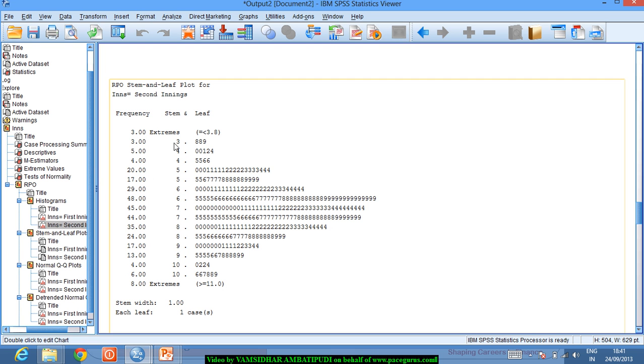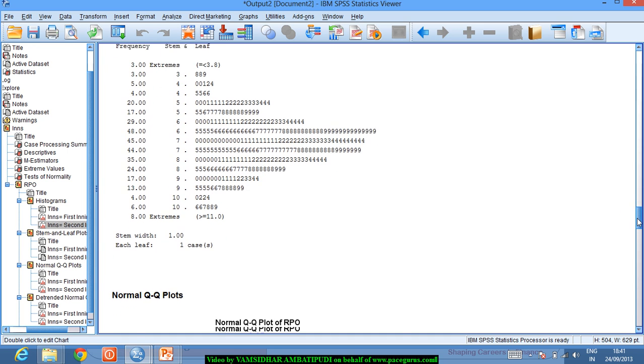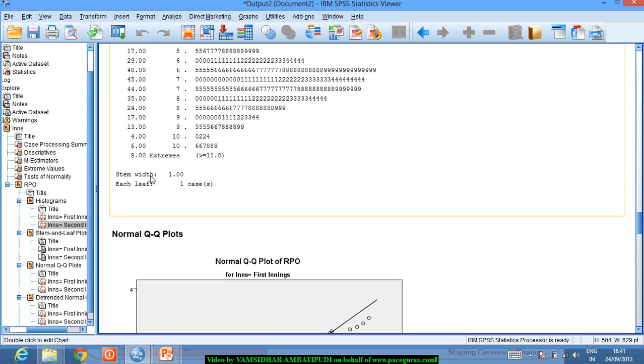So if I have a number like 3.8, 3 is shown in the stem, and 0.8 is shown in the leaf. So basically 3.8 is occurring 2 times, 3.9 is occurring 1 time, and so on. This is the representation of the shape in the stem and leaf plot, from which we can again assess the normality in the data. And there is a legend here: stem width is 1, each leaf is one single case itself.